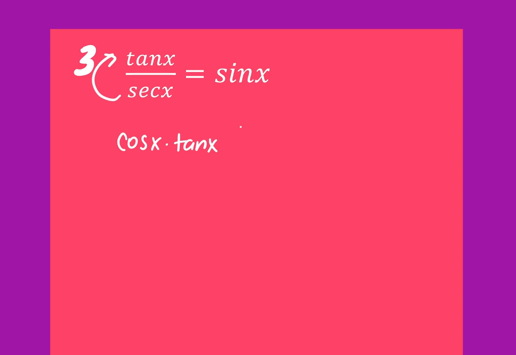Then what? Tan is the same thing as? Sine over cosine. And then? Cosines cancel.